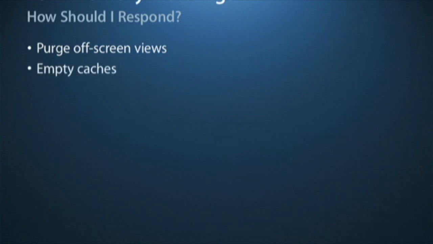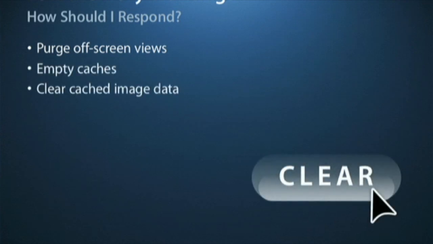When your application receives a low memory warning, you should try to free up as much memory as possible. Of course, each application is unique, but some of the possibilities for freeing up memory include purging off-screen views. For example, in Safari on iPhone, I might want to close any tab views that are off-screen. You can also empty any caches in your application, and lastly, you can clear any cached image data. When all of the applications on iPhone, including your application, work together to improve memory availability, this results in a better experience for your user, and everyone benefits.